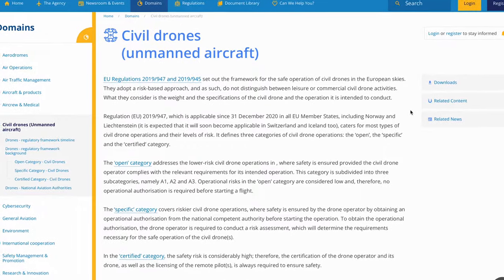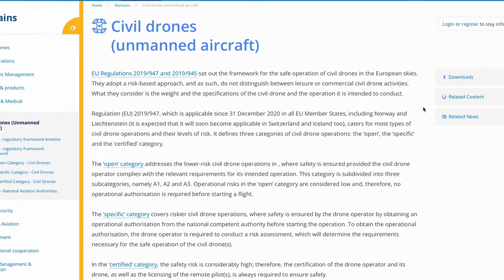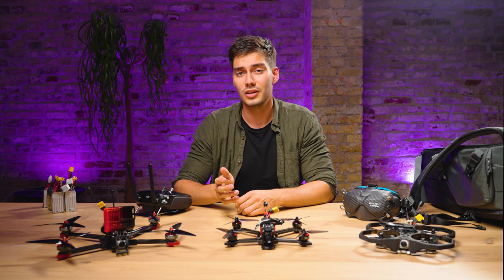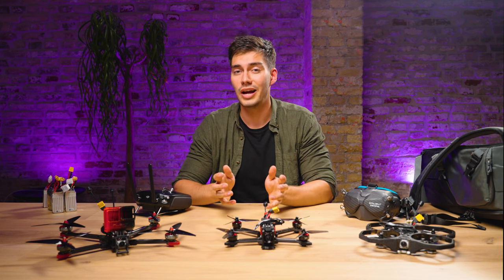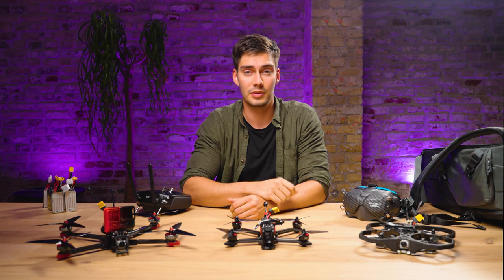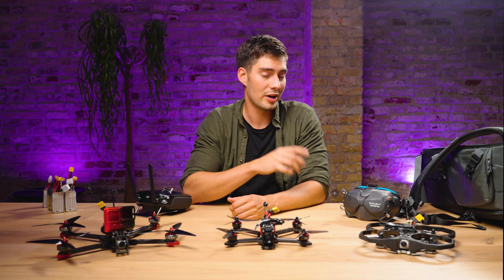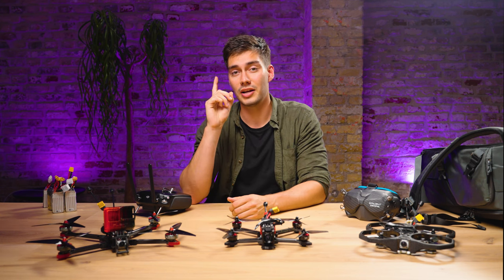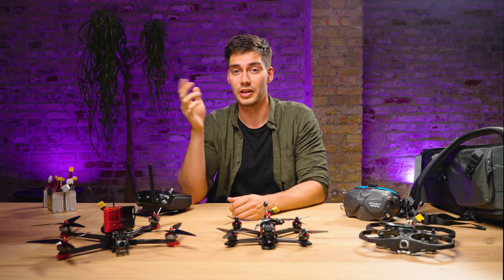There is a website where you can check out all the latest regulations in Denmark. As of January 1st, 2021, the regulations across the whole European Union are the same. The most important rule to remember is that you will always need an observer or a spotter with you whenever you're flying FPV. That's because when you're wearing these goggles, you cannot see the drone with your eyes, therefore you need a second pair of eyes to do that.